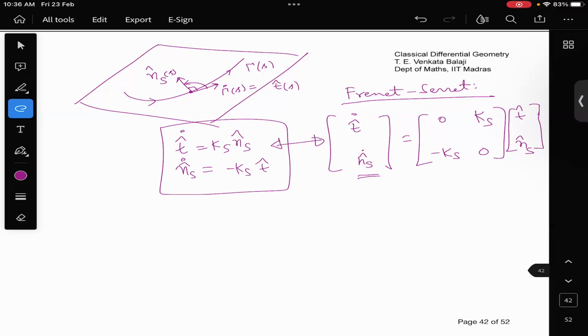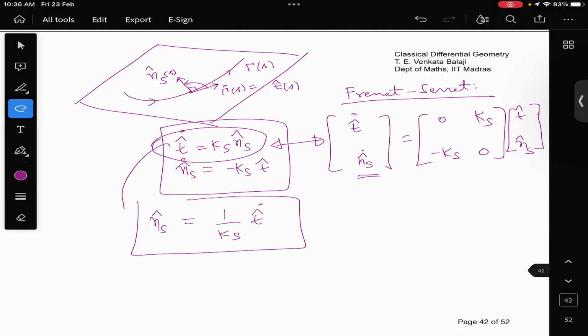Now, how is the normal? Look at this equation. The normal direction is 1 by k_s times t cap dot. And this makes sense if the curvature is not zero, because I have to write 1 by k_s. So now what you do is that you mimic this. If you take a space curve, take it to be unit speed parameterized, then you have the unit tangent vector. What you do is that you define the normal direction.